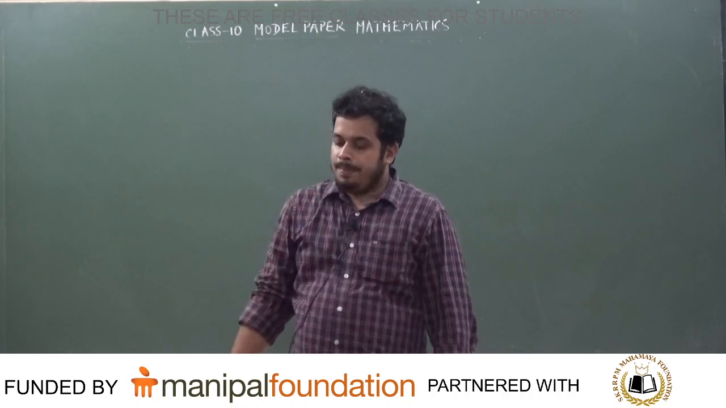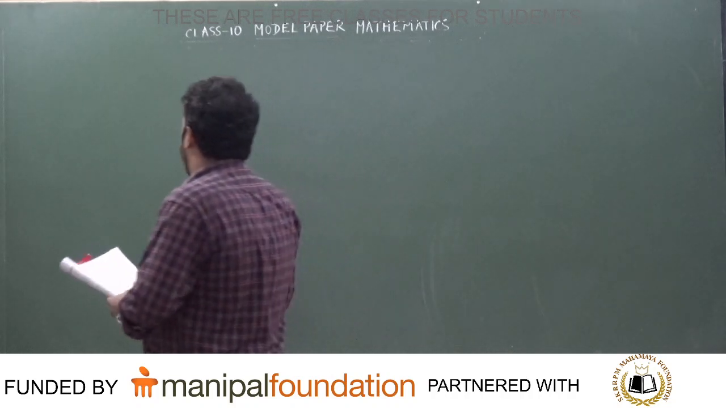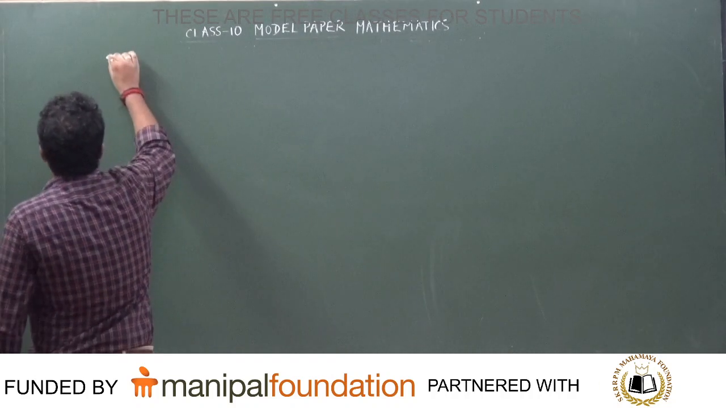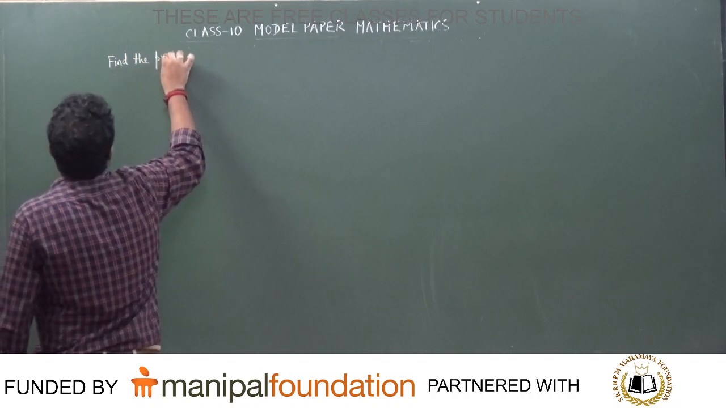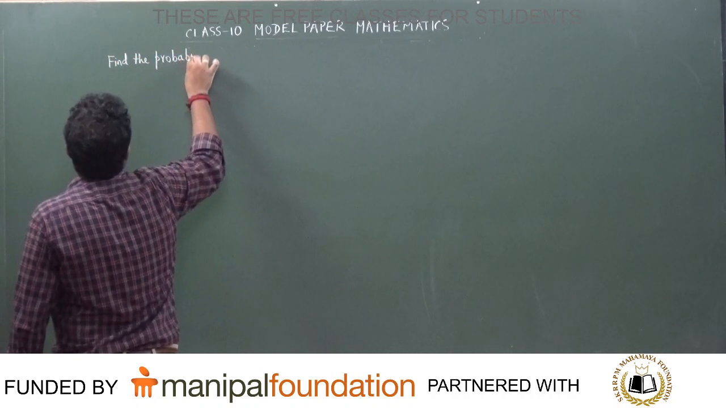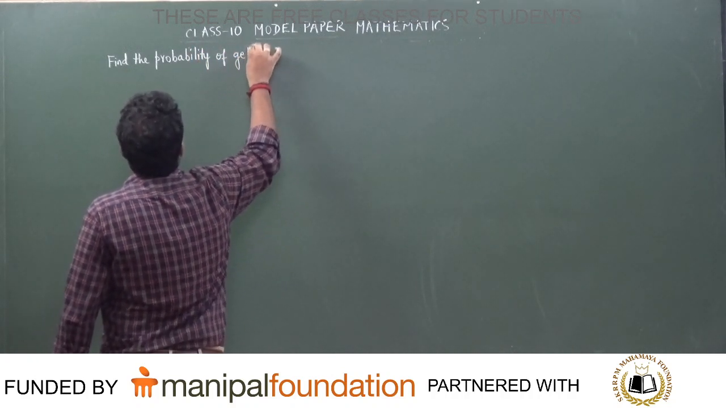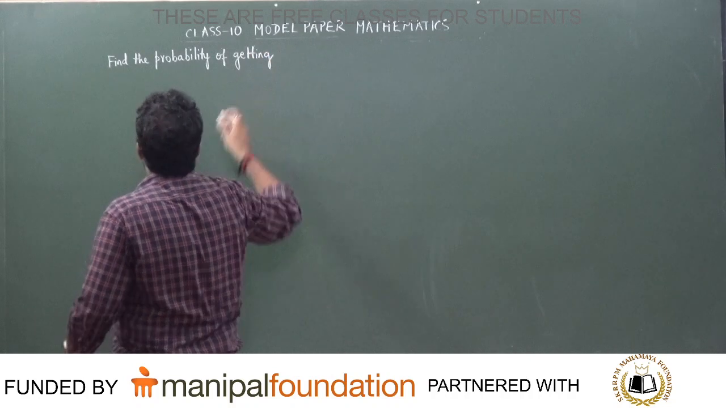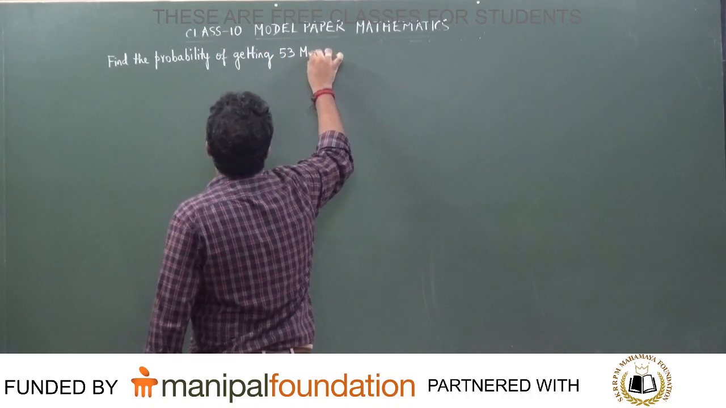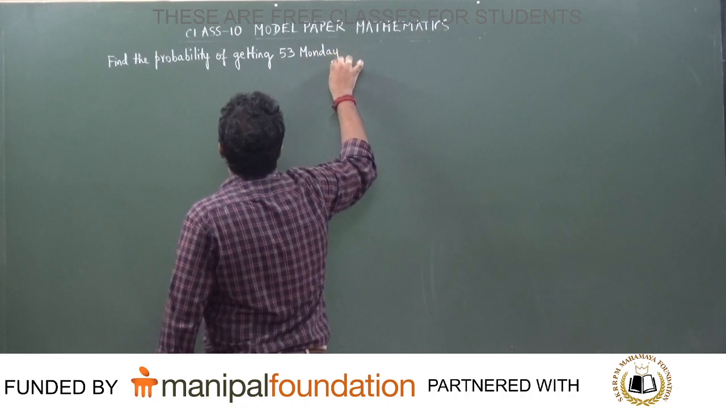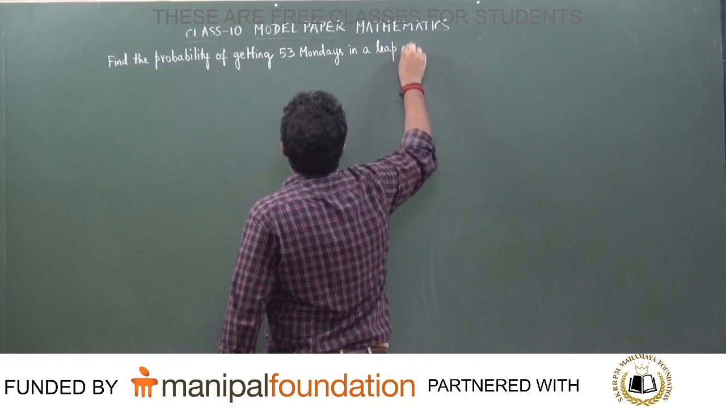All right. Next, find the probability of getting 53 Mondays in a leap year. Look at the question there: find the probability of getting 53 Mondays in a leap year.